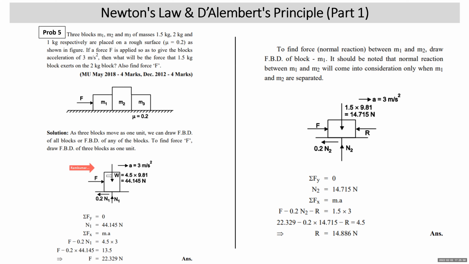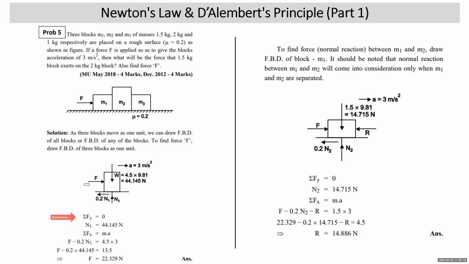So we show one box. The total weight of this box is the total weight of 3 blocks. 4.5 kg is the total mass, into 9.81, 44.145. Normal reaction vertically upward, say N1. Acceleration is 3 meters per second square towards the right. Motion is also to the right. Friction is to the left. We write sigma Fy is equal to 0. N1 is equal to 44.145.